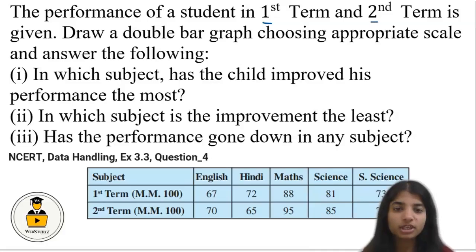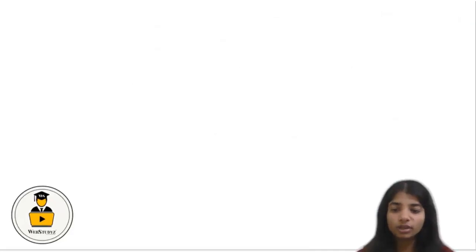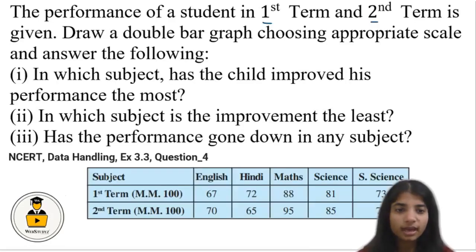These are the subjects, which are English, Hindi, Maths, Science, and Social Science, and the numbers obtained by the students in term 1 and term 2 are given here. So firstly, we are going to draw the bar graph. Here the marks of students are approximately from 65 to 80. The maximum is 80, the minimum is 65. So we are going to take the scale accordingly, from 0 to 100.